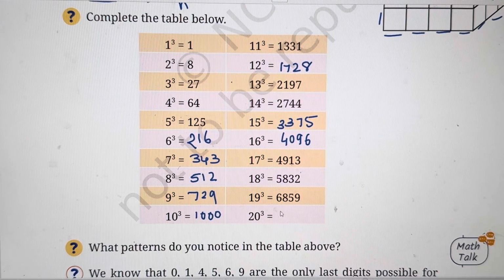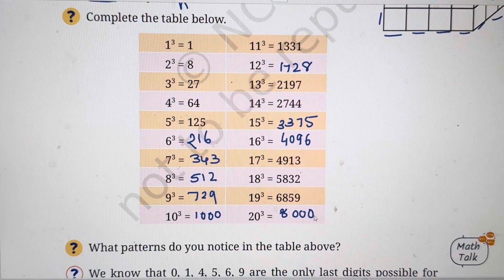18 cube is 5832. 19 cube is 6859. 20 cube is, what will you do? You will write the cube of 2, that is 8, and 3 zeros. So it is 8000. It is good if you learn all these cubes, at least 1 to 10. Everyone should remember the cubes. It will help you a lot, right?